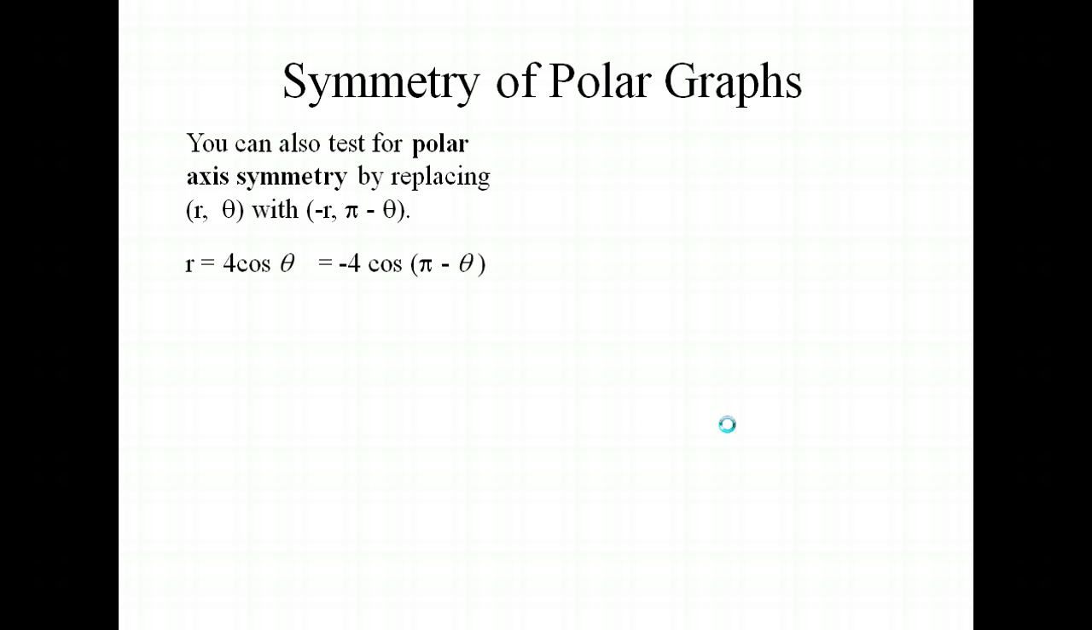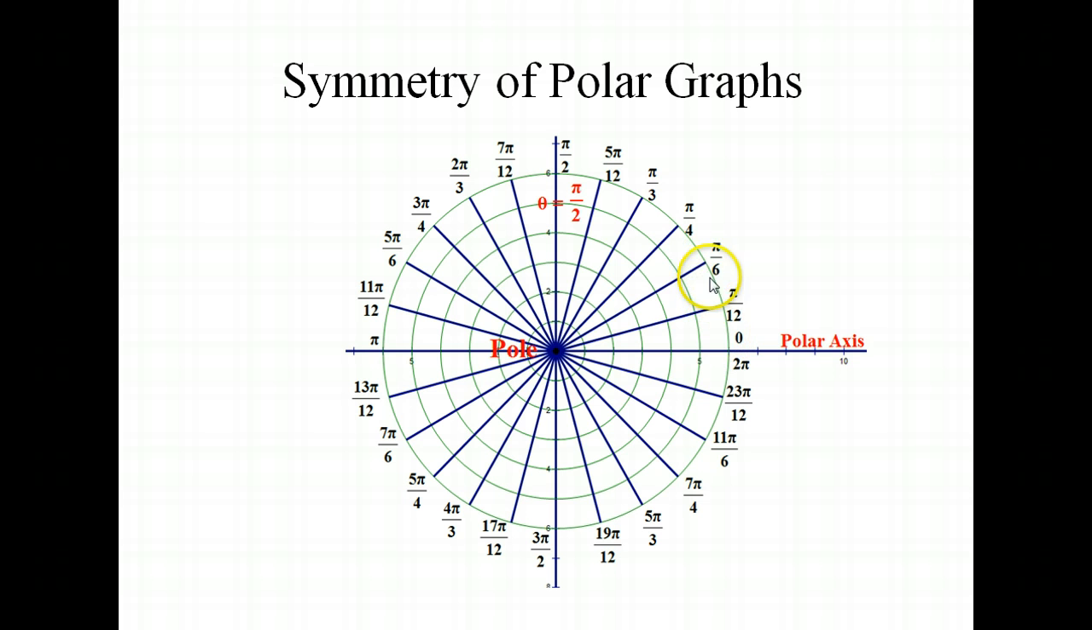There is another way to test for polar axis symmetry, and that's replacing r, theta with negative r and pi minus theta. So looking at our trig identities again, these would be exactly the same. Let's go ahead and look to see where our angles would be. Let's say that we had the angle pi over 6 that we're looking at. If we wanted pi minus pi over 6, then we'd swing over here to pi and take away pi over 6. That's going to land us at 5 pi over 6.